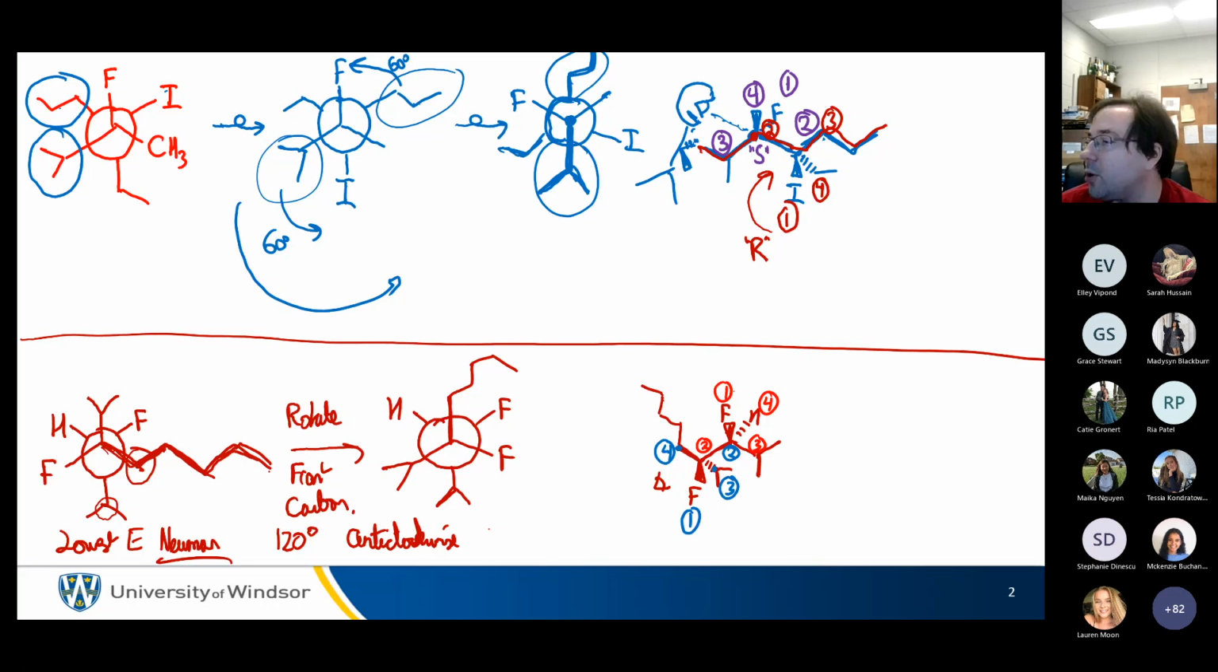Can you assign, so it says anti-clockwise, or counterclockwise, I guess how normal people say it. Can you number the Newman? Yeah, you can if you like. It's hard to get the number 4 priority set up properly.